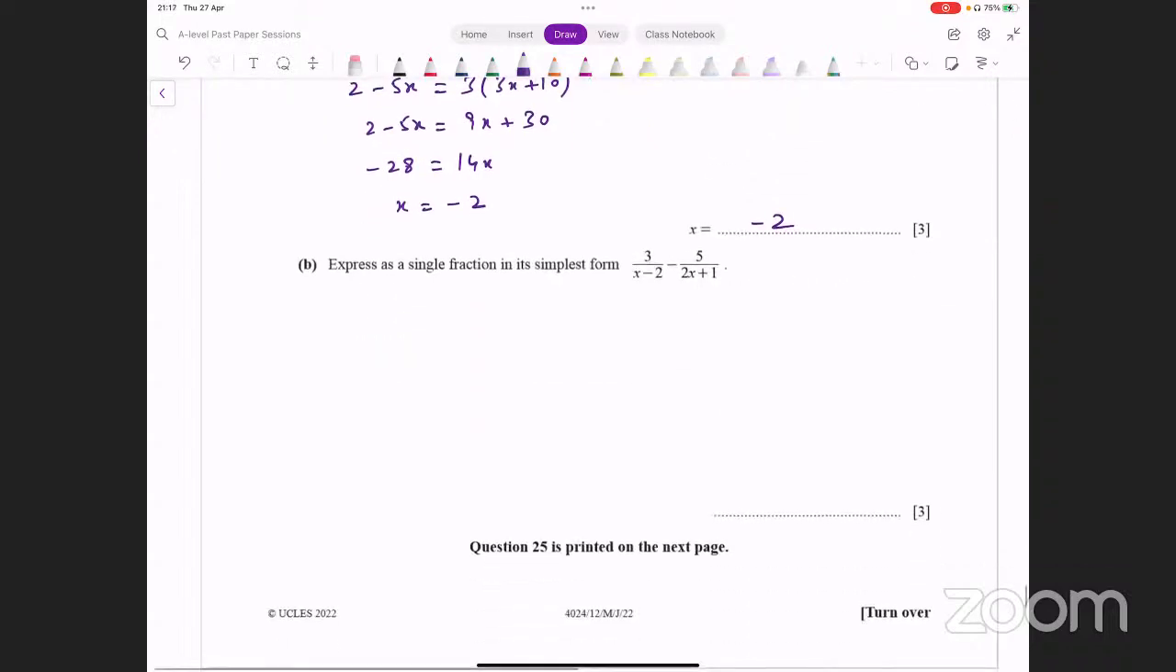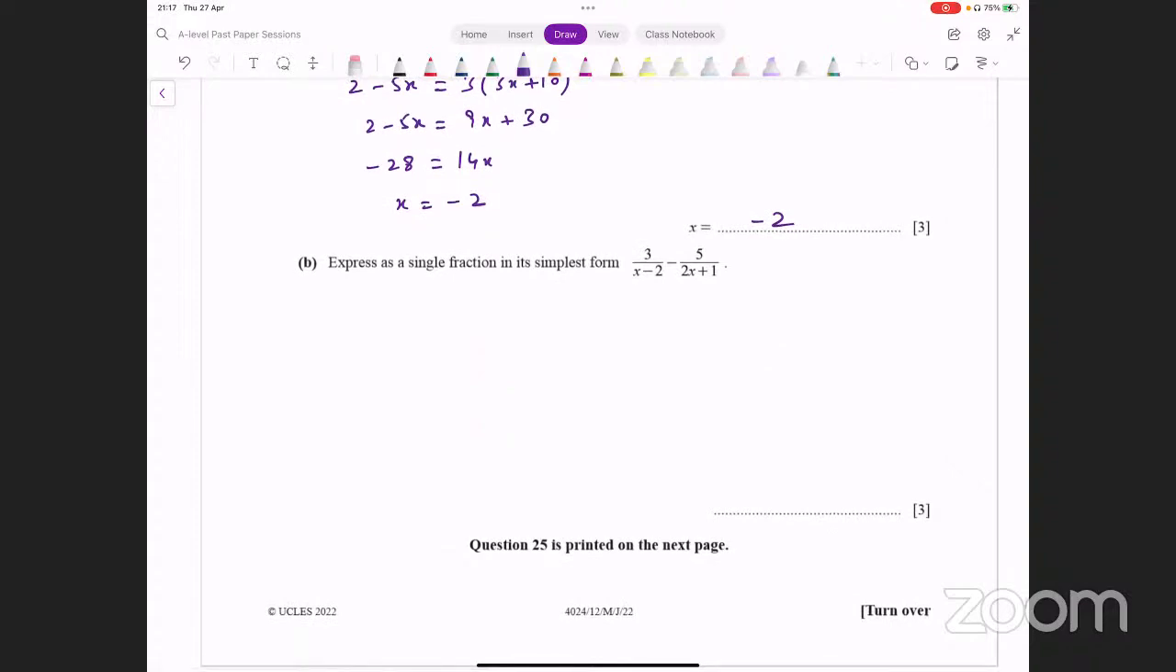Part B says, express as a single fraction in its simplest form, this thing. Okay, so we have to take LCM for this. Multiply the denominators. In this case, x minus 2 into 2x plus 1. What about the numerator? 2x plus 1 gets multiplied with this, and that gives you 3 into 2x plus 1. Subtract from that 5 into this. That's 5 into x minus 2. Make sure that you're using brackets properly.